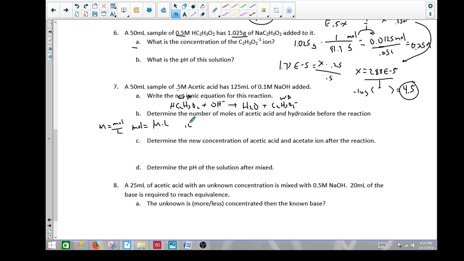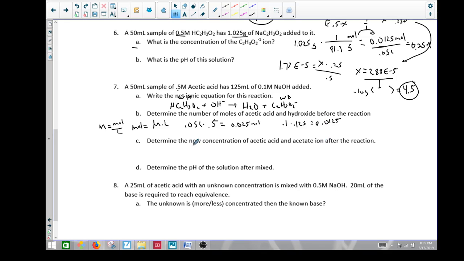It's going to be 0.05 liters times 0.5. That's going to give me half of that, 0.025 moles. And then I have 0.1 times 0.125, 1/10 of that is just 0.0125 moles. So it says the moles, so I'm done with that question.